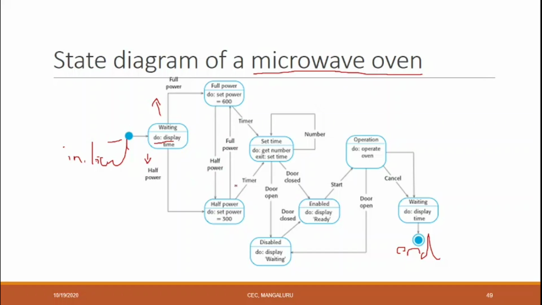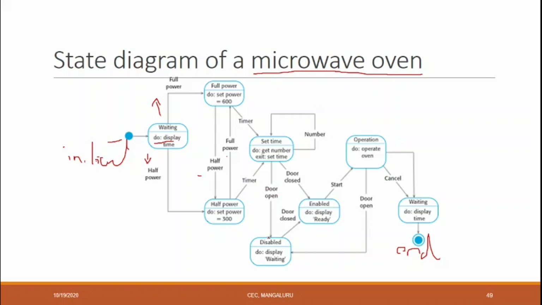Okay, don't think about how it is going to work in the microwave oven. Just see in the state diagram how it works. So these are the events that have to occur. Whenever an event occurs, only then does the state move to the next state. So the timer is set, get the number, exit, set the time. Once the time is set, if the door is closed, then it is enabled.